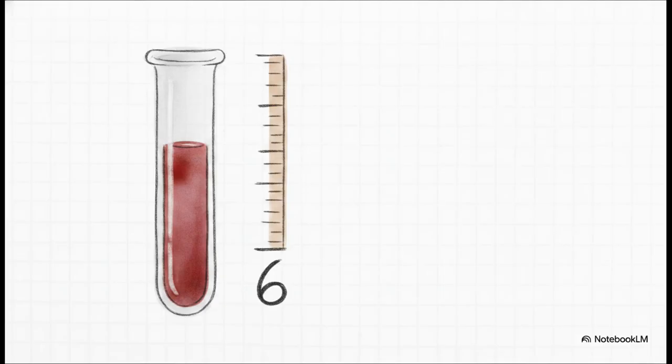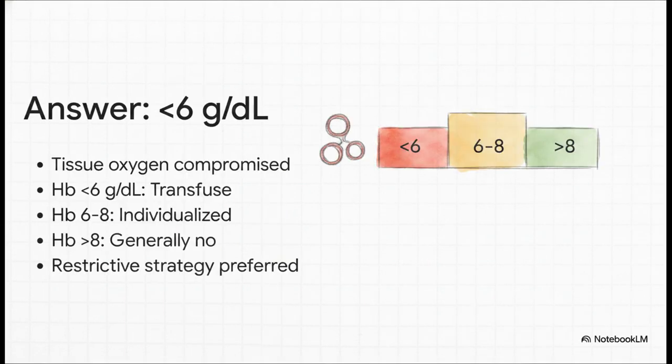Which hemoglobin level is a clear indication for perioperative red blood cell transfusion? A. 10 grams per deciliter. B. 9 grams per deciliter. C. 11. D. 12. Or E. Less than 6 grams per deciliter. The correct answer is E, less than 6 grams per deciliter. Why? Because tissue oxygen delivery becomes critically compromised at this level.